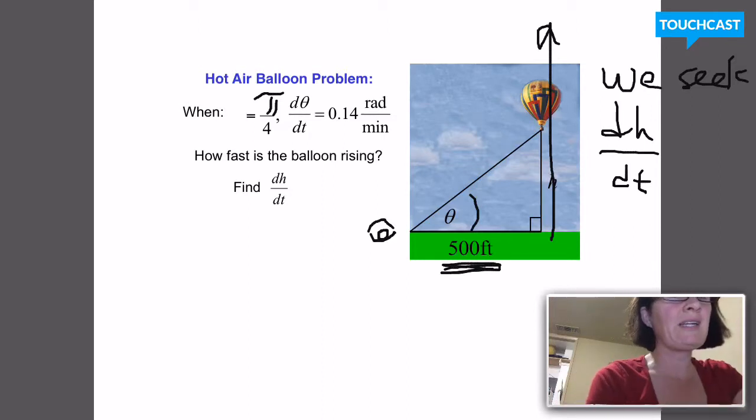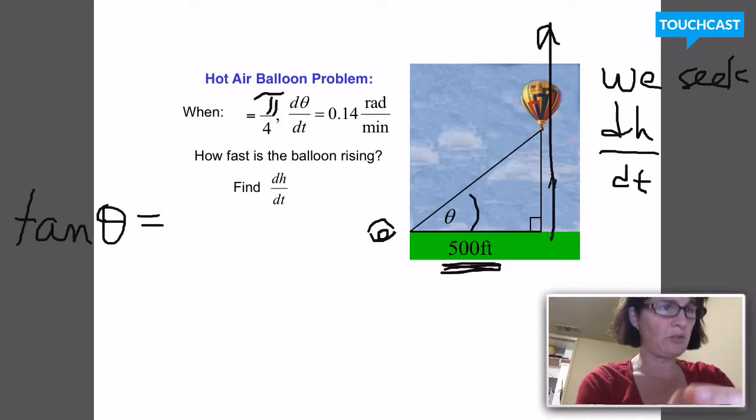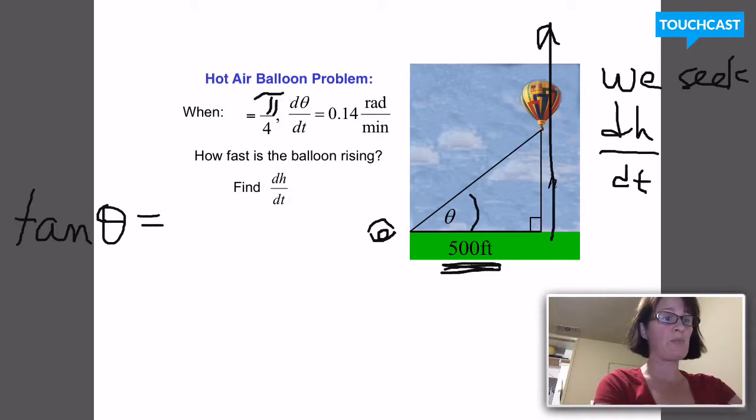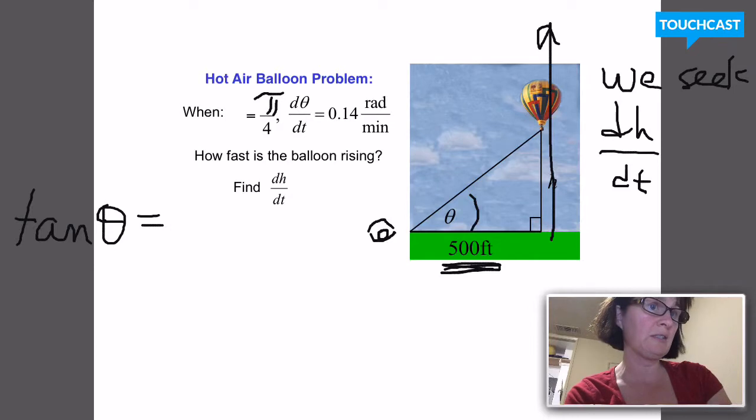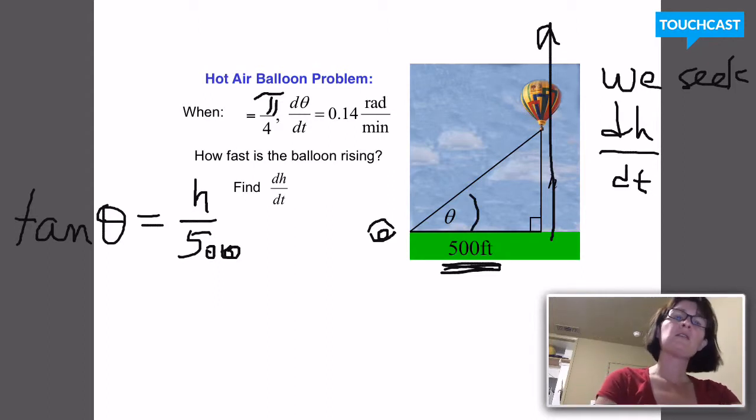So the equation we can write here is that the tangent of an angle, in this case the tangent of theta, is, okay, SOHCAHTOA, right? Opposite over the adjacent. So the side of the triangle opposite the angle is h. And the adjacent side of the triangle is always 500. We could give it a letter name, but we know it's always 500. It doesn't happen to be changing. So this is the equation I'm going to use. This does relate theta and the height.